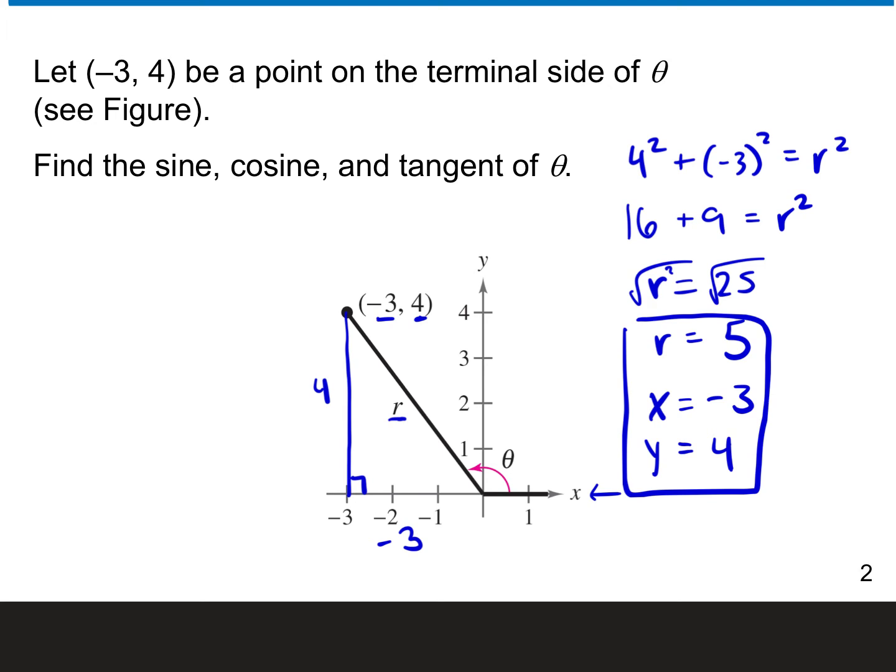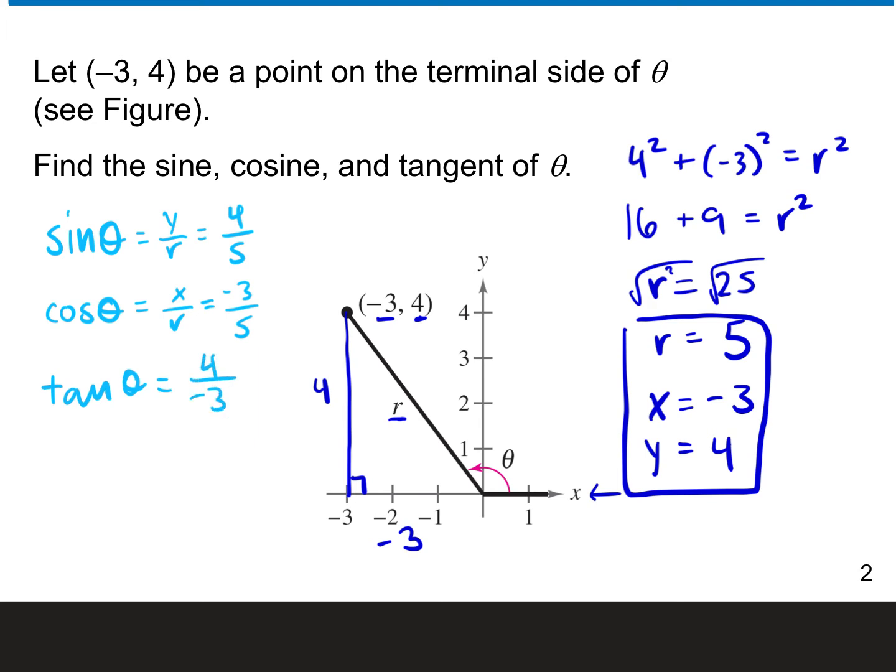So now we want to find our trig functions. First I'm going to start with sine of theta. Sine is y over r, so that would be 4 over 5. Cosine of theta is x over r, so negative 3 over 5. And tangent is y over x, so 4 over negative 3. So those would be the 3 trig functions that it asks for. We could always find the reciprocal functions too, but here it doesn't ask.